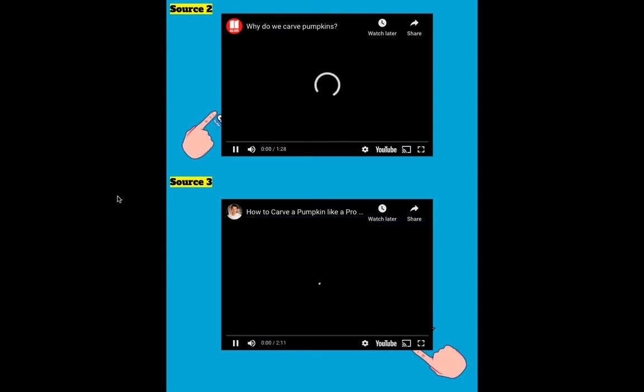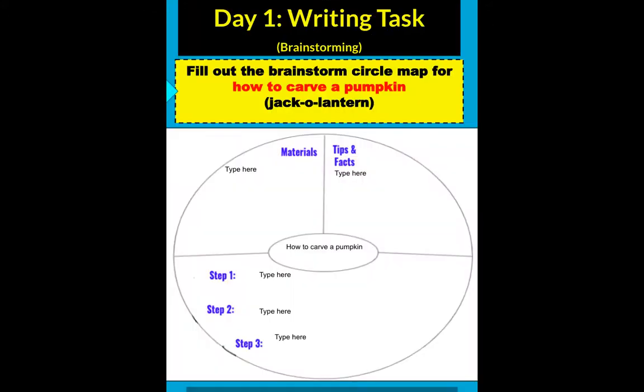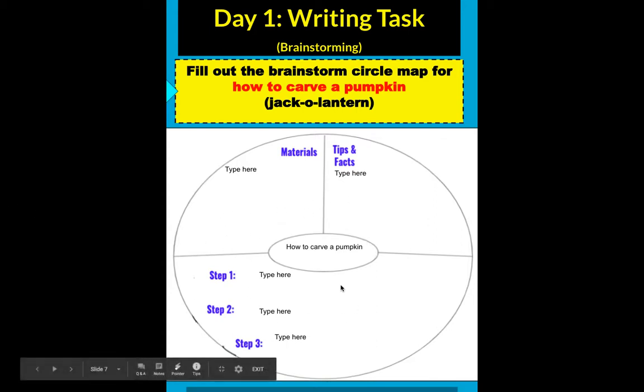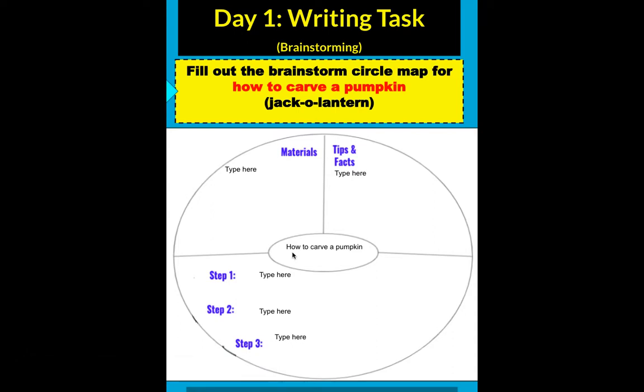Now let's look at your actual assignment for today. Your assignment is to write an essay about how to carve a pumpkin. We don't just go in and start writing our final draft. The first step is we have to brainstorm. And so we're going to be using our circle map once again, but this time we want to think about all the information we just learned from the article and from the 2 videos, and of course anything that we know just from experience. We're going to fill out this circle map on how to carve a pumpkin, or if you want to think of it like a jack-o'-lantern, how to carve a jack-o'-lantern.